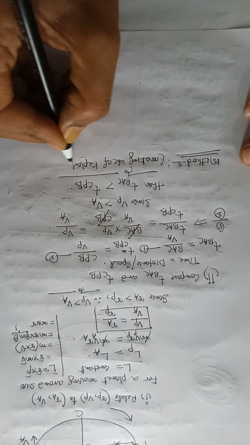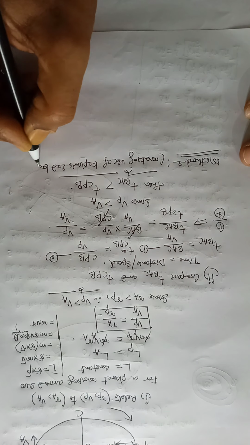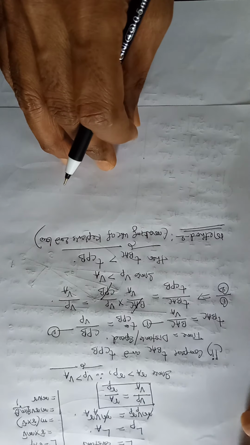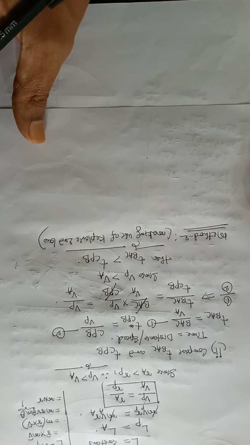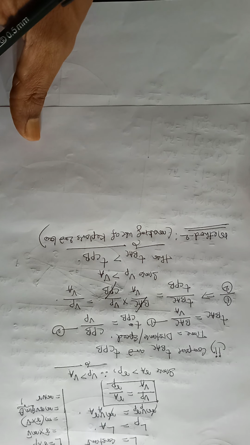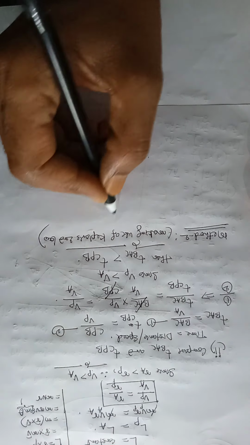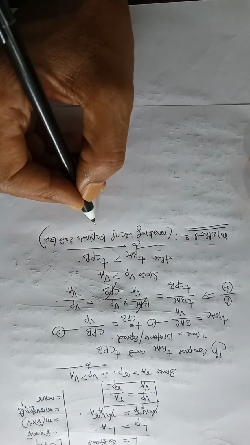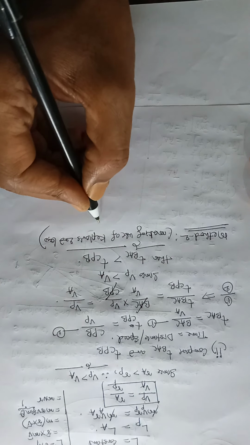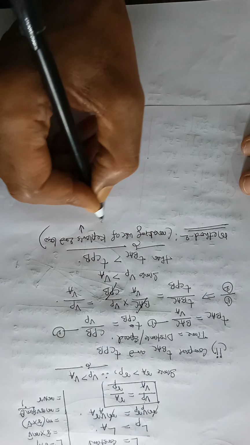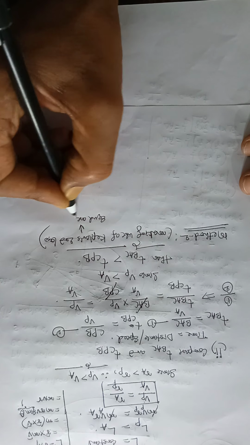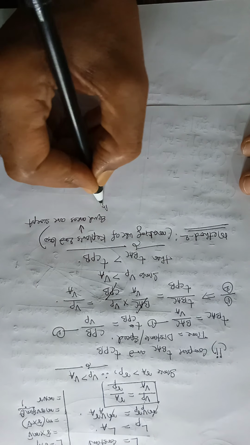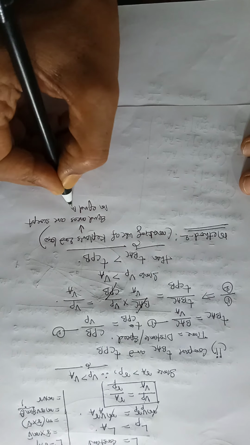Kepler's second law. Making use of Kepler's second law. Kepler's second law is the law of areas. According to Kepler's second law, equal areas are swept in equal intervals of time.